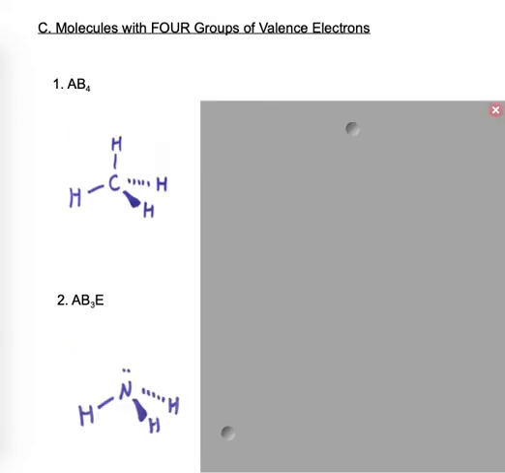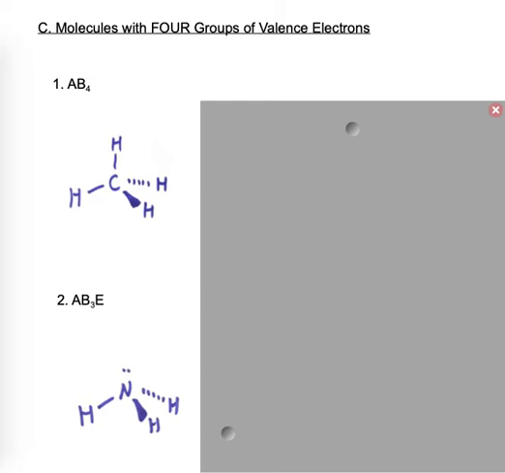Now let's consider molecules that have four groups of valence electrons. If there are four bonded atoms and no lone pairs, I'll classify this as an AB4 type molecule. Methane or CH4 is a good example. In order to stay as far apart from each other as possible, we now can no longer have a two-dimensional geometry. We must have a three-dimensional structure.